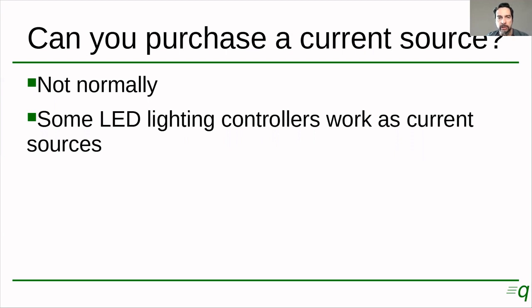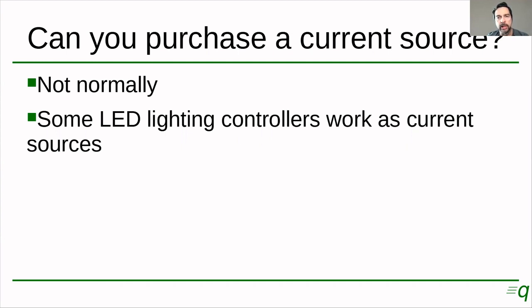Now, in recent years, when LEDs are being used for lighting, some LED lighting controllers work as current sources. If you remember from our class on LEDs, LEDs have a voltage drop that is fairly constant, about, we said, maybe 1.8 volts for a red LED, and it goes higher for green and even higher for blue. And blue and white may have around the same voltage drop through them.